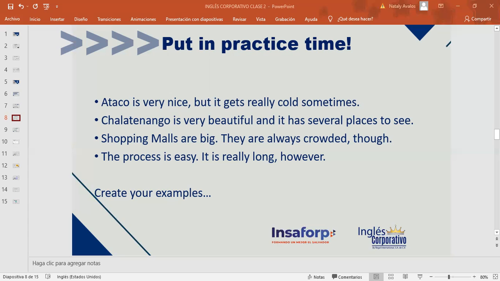Okay? You don't have to complicate that much to create the sentences. You say, Ataco is very nice. You can say, Chalatenango is very nice. And you have another sentence, right? El Salvador is very nice. And you have another sentence. El Salvador is very beautiful. And you have another sentence, okay? So don't complicate your life that much, but I need you to create four original sentences using the words that we have just learned, okay? I am going to give you only 3 minutes to create your examples, starting right now. Go ahead.